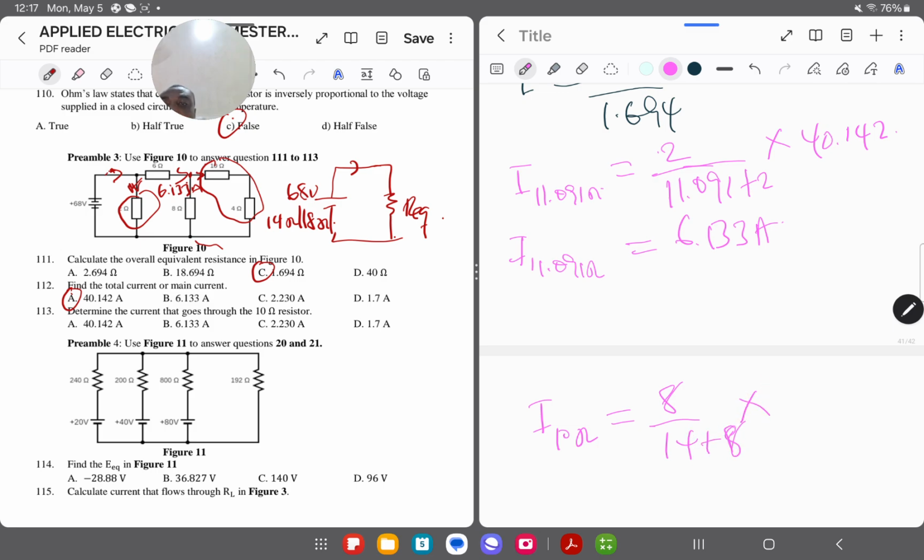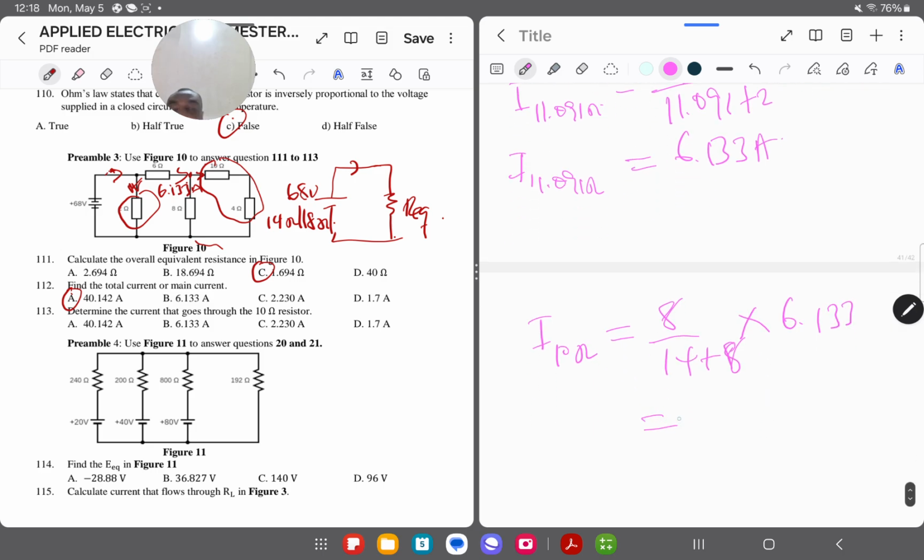times the current which is entering the node, right? So we calculate with 6.133. So this is going to be equal to 6.133 times 8 divided by 14 plus 8. So we get 2.23. So the answer here, 2.23 amps. So this gives us the answer to be C.